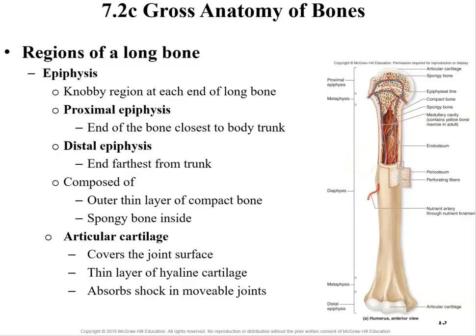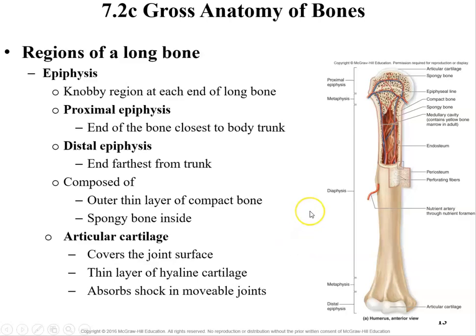Next is the epiphysis. This is the kind of knobby part at the end of each long bone. There's the proximal epiphysis, which is the end of the bone closest to the trunk of the body. So this is a humerus. This part would be the proximal epiphysis. So this is the shoulder area. That's closer to the trunk of the body than the elbow area, which is down here, which would be the distal epiphysis, okay?